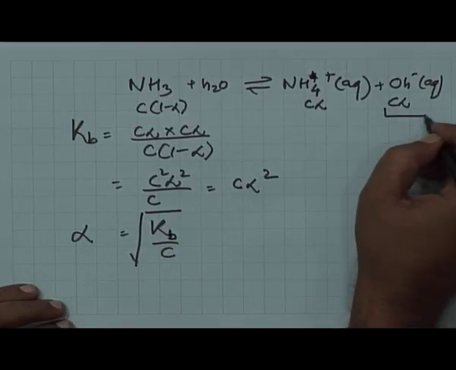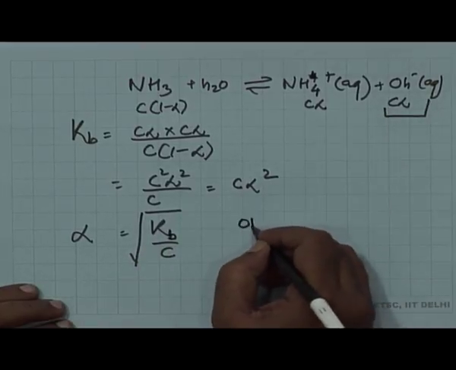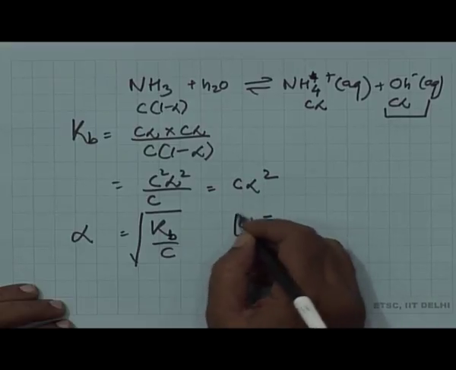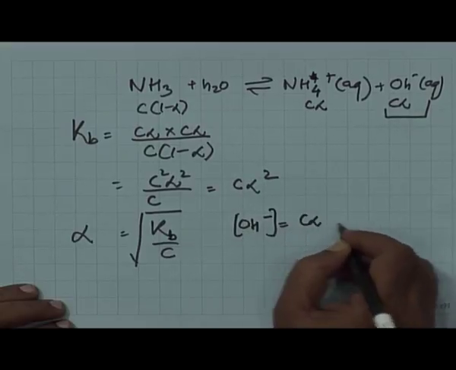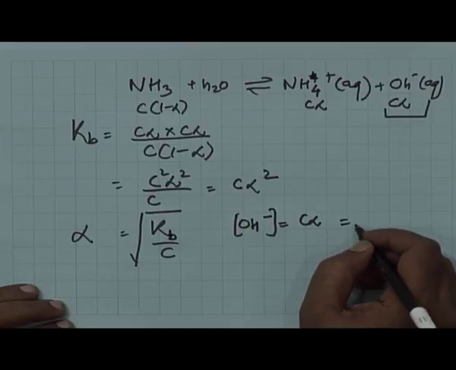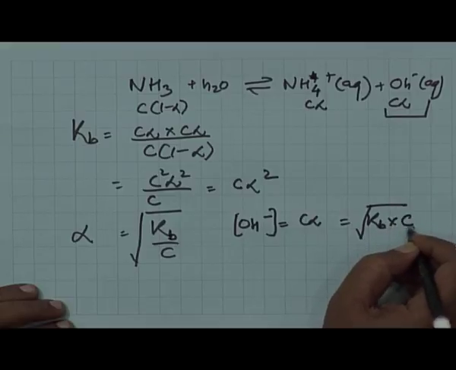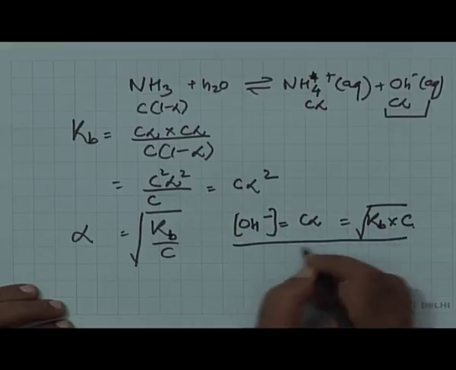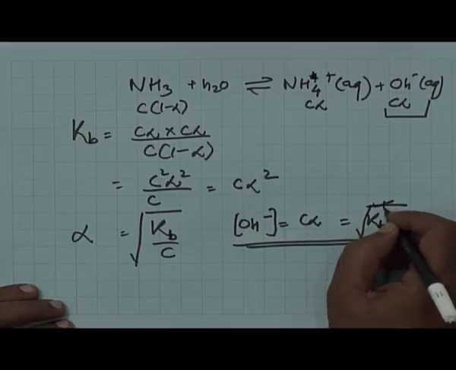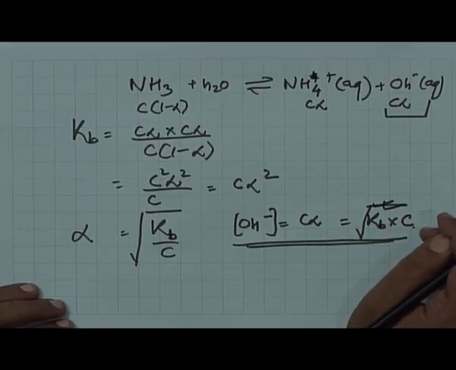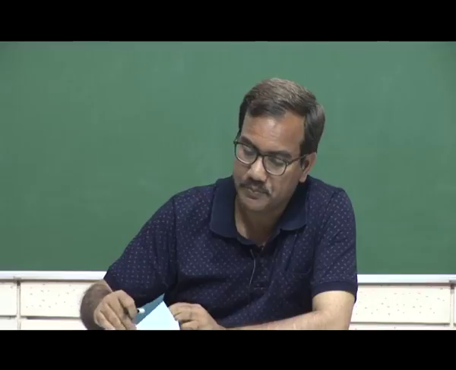And now you see, OH minus is equal to C alpha, and so you have the square root of K B into C. So, you can calculate OH minus concentration if you know the value of K B.